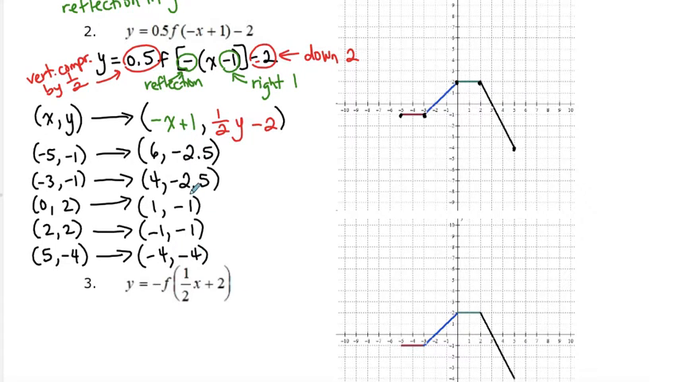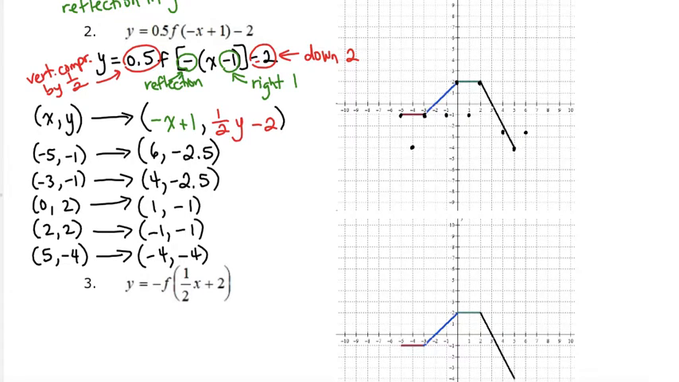So now these are the points that I'm going to graph on my Cartesian plane. So I'm going to go to 6 and then -2.5. Then I go to 4 and -2.5. I have 1, -1, -1 and -1, and then I go to -4 and -4. So I'm going to connect those. Again, that was a thick line. I apologize for that, but you get a sense of what it should look like.